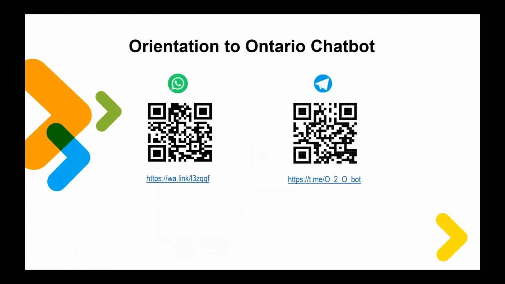On our websites, we also have a chatbot where you can chat to get information about Ontario and about your new community, to get our orientation information. You can have the chat on our website, or you can also have the chat on WhatsApp or Telegram. So you do have the QR code.